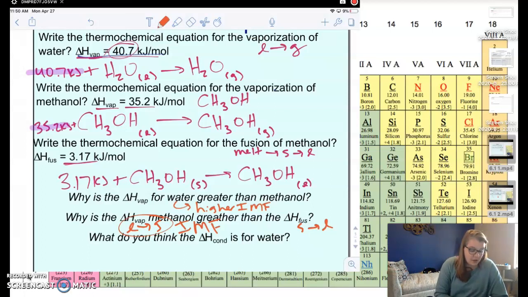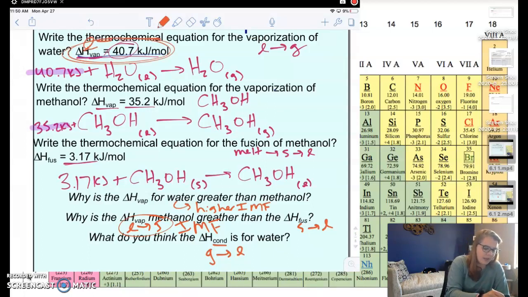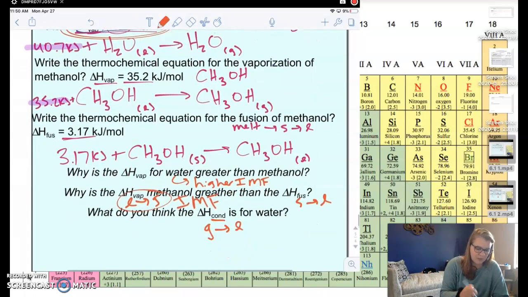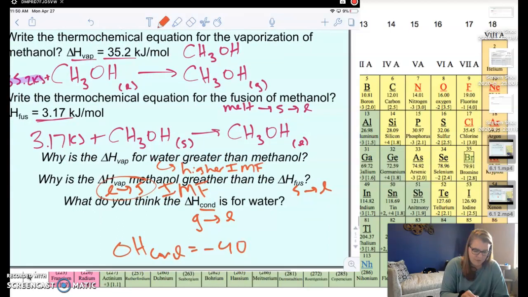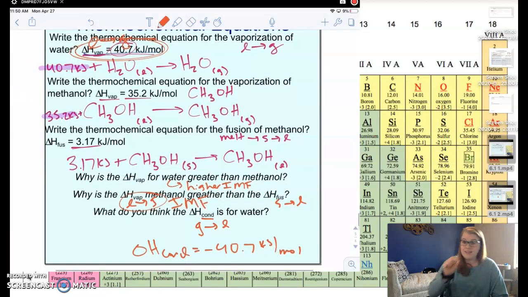What do you think the delta H of condensation is for water? Remember, con stands for condensation. Well, condensation is going from a gas to a liquid. If you look up here, I've got the delta H of vaporization for water, and that's going from a liquid to a gas. So vaporization and condensation are opposites of each other. So the delta H con for water must literally just be the opposite of vaporization: negative 40.7 kilojoules per mole. Meaning, it's not negative because it takes negative energy. In this case, it's exothermic, so energy would be leaving the system, which is why it's negative.